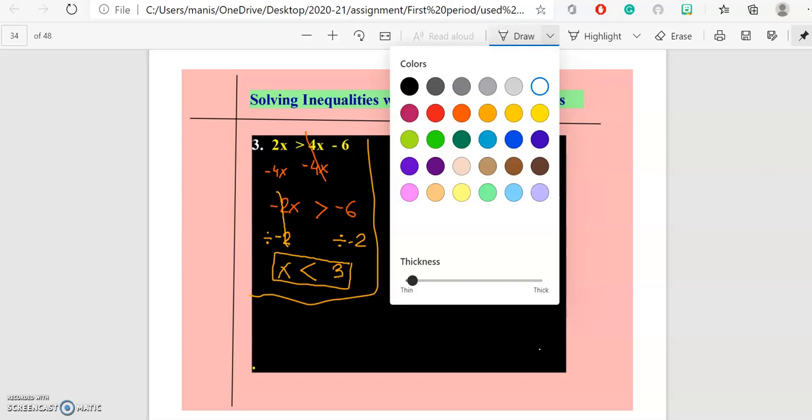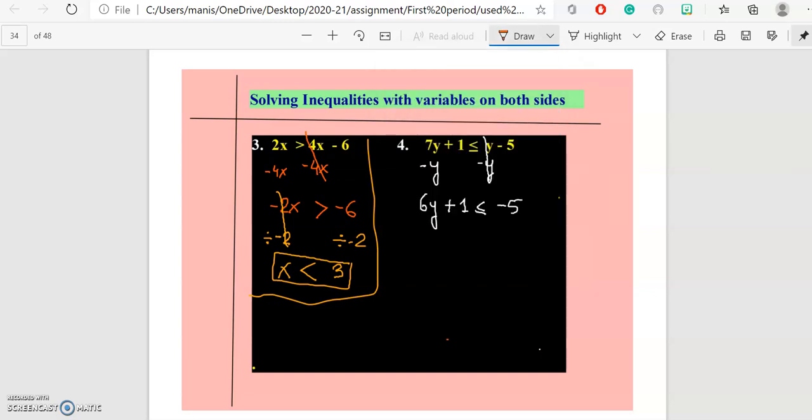Still the same rule: variables on one side, constants on the other. So I will try to bring this constant to this side. I'm subtracting 1 from both sides. By doing this, my constant is on one side and the variable term is on the other side. Now this says 6y is less than or equal to negative 6. Keep in mind, in this step I did not multiply or divide anything. Now I will divide by positive 6 on both sides.